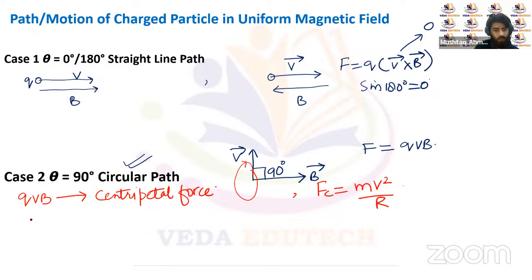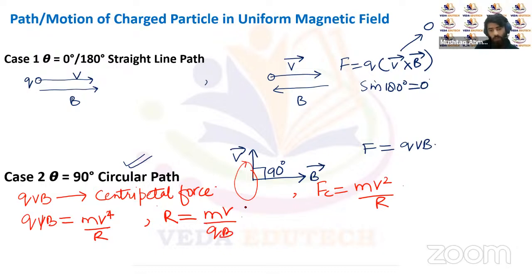So we can substitute that QVB equals mv square upon r. From here, v and v will get cancelled. We will get r, the radius of this circle, equal to mv upon qB. So mv upon qB will be the radius of the circular path in which the particle is moving.